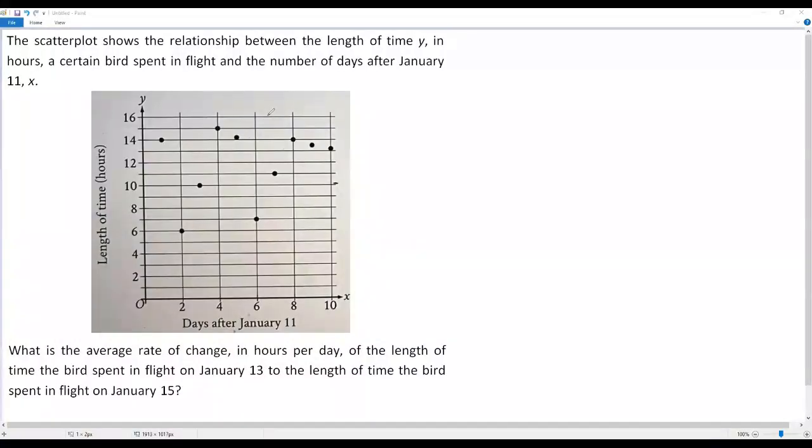Here we have a SAT math question. Okay, let's go to the information. The scatter plot shows the relationship between the length of time y, in hours, a certain bird spent in flight, and the number of days after January 11. So that is given by x.